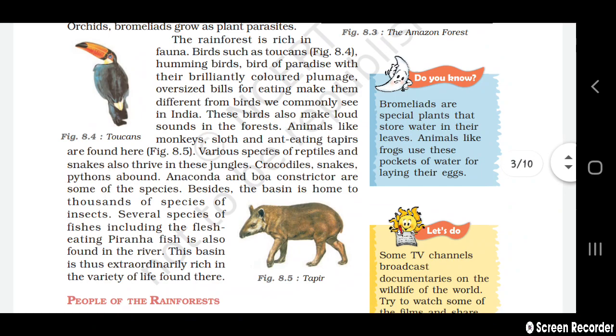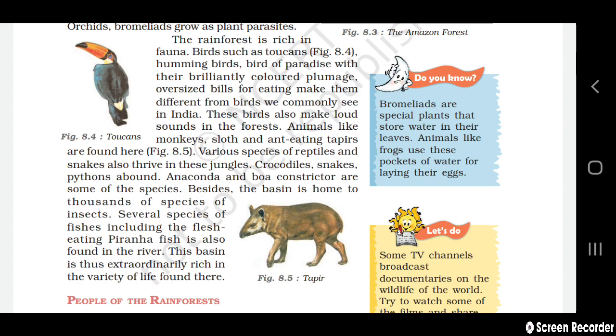Birds such as toucans, hummingbirds, and birds of paradise have brilliantly colored plumage. The bird of paradise is very good in color, and the bills of these birds make them different. Here you can see the toucan, whose bill makes it different from other birds that we commonly see in India. These birds also make loud sounds in the forest.